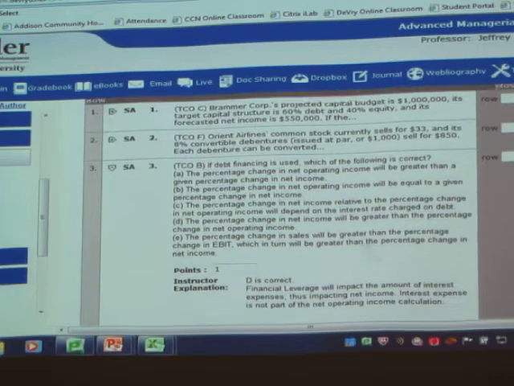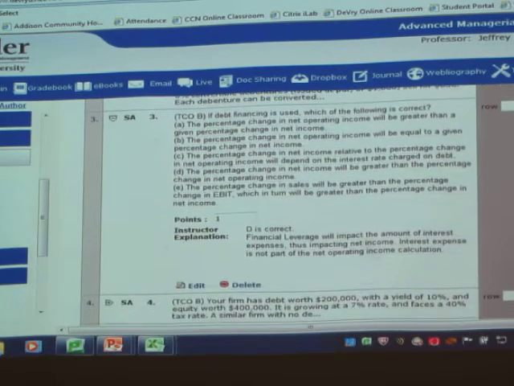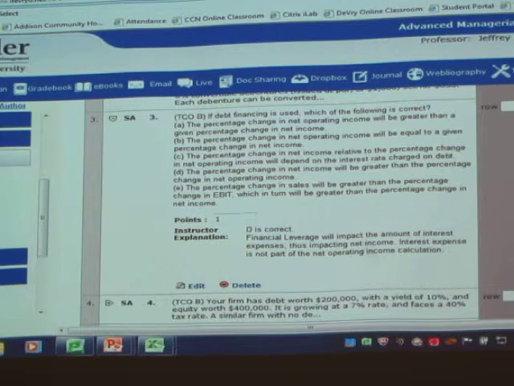Selected words. D, C. Okay. If no debt financing is used, percentage change in net operating income will be greater than the percentage change in net income. Is that correct? Percentage change in net operating income will be greater than the given percentage change in net income.